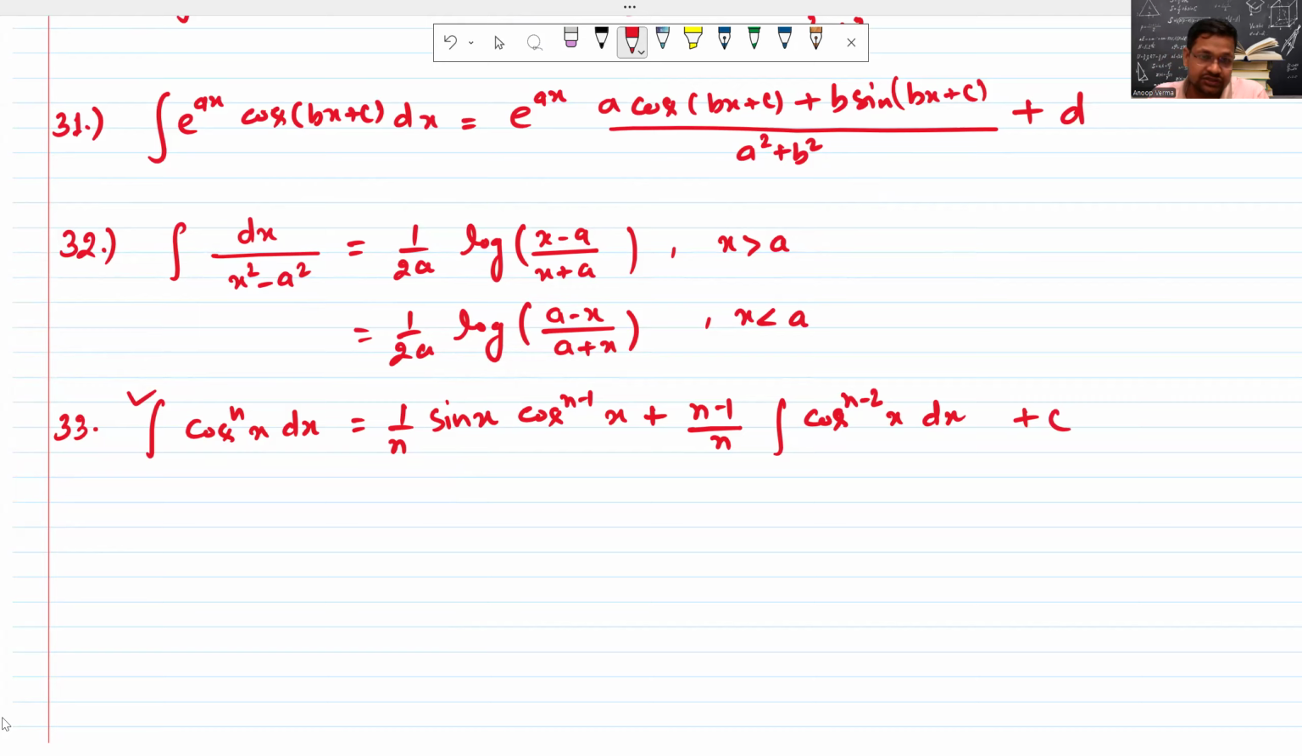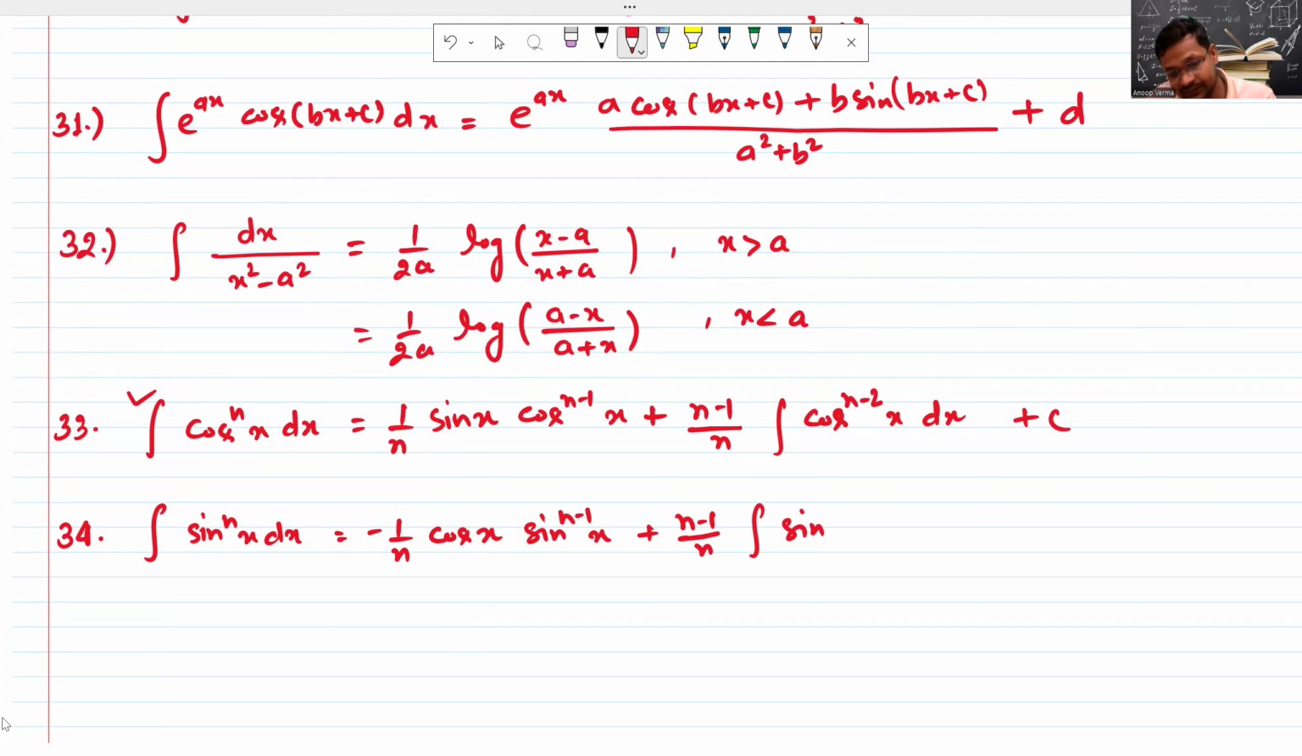This is the integration of cos to the power n, and similarly the integration of sine to the power n of x dx will be equal to minus 1 upon n cos of x sine to the power n minus 1 of x, plus n minus 1 upon n integration of sine to power n minus 2 of x dx, plus c.